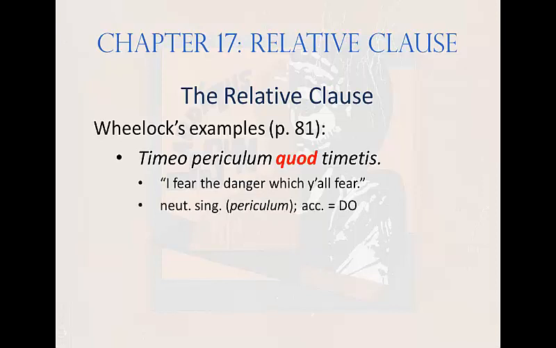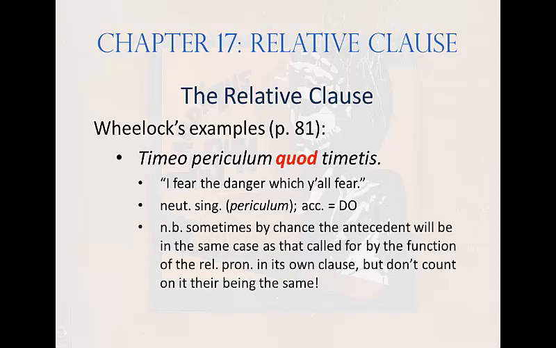Periculum, the antecedent, is neuter singular, and the relative pronoun quod functions as the direct object in its own clause, therefore it's accusative in Latin. Note that in this instance, the antecedent and the relative pronoun just happen to have the same function in their two different grammatical constructions. But that's a lucky coincidence here. It doesn't happen all that often.